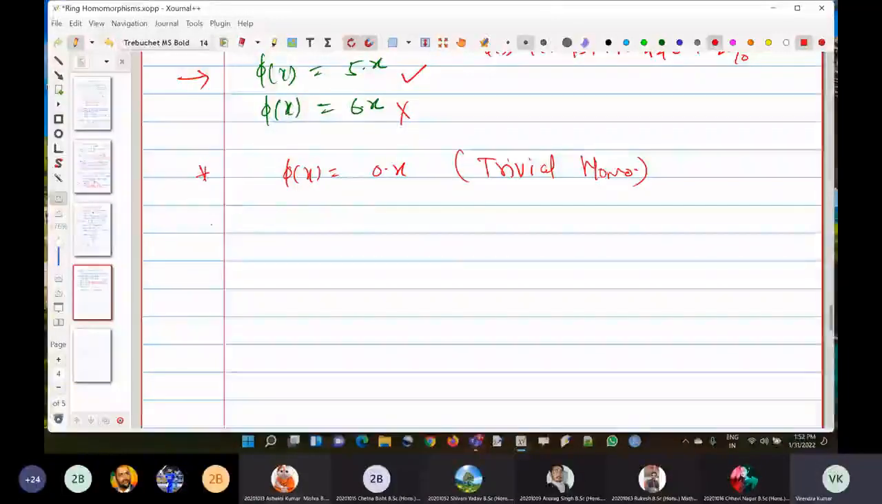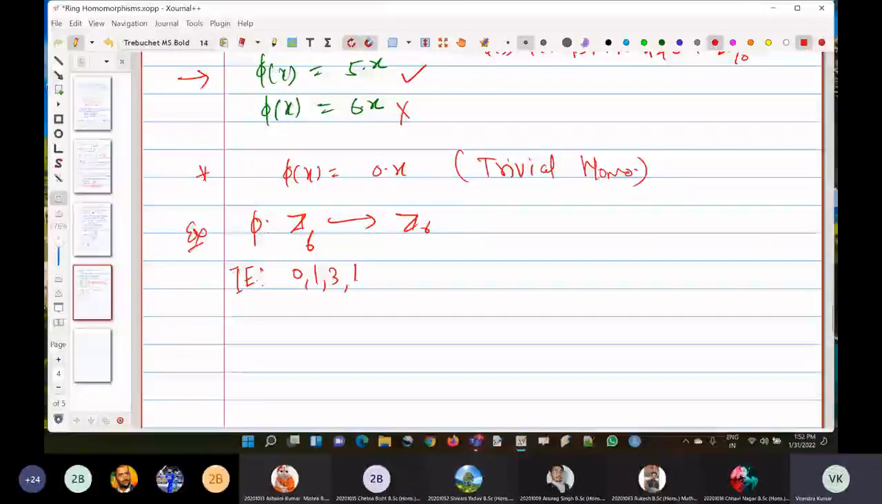Now, next example: phi from Z6 to Z6. The idempotent elements are, what are they? 0 and 1 certainly, and 3 and 4. Okay, 0, 1 and 3 and 4.